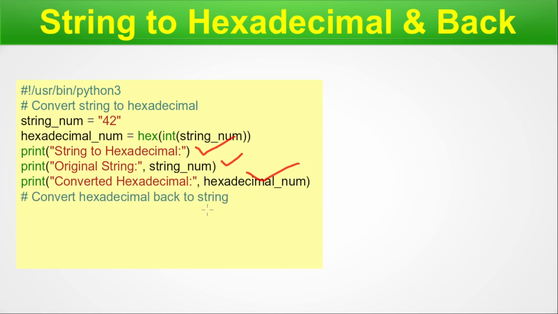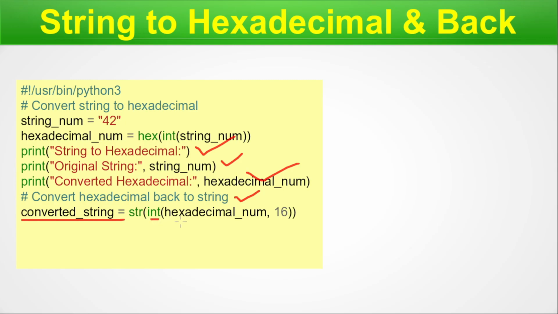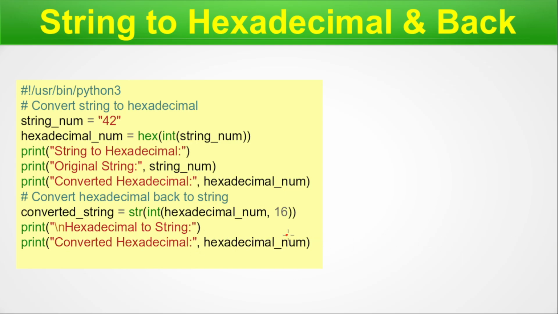Next, we convert the hexadecimal back into string. First, we have the converted string, and you can see we are using the same method, int, and then we have the hexadecimal number. And since it is hexadecimal, the base is 16, we are using its base in the int conversion function, to identify this as a hexadecimal and not as an octal or a decimal. So it goes to int, and then this int is converted into string by the two-step process. Next, we have a header, hexadecimal to string. Then we have the converted hexadecimal number here, and then we have the converted string.